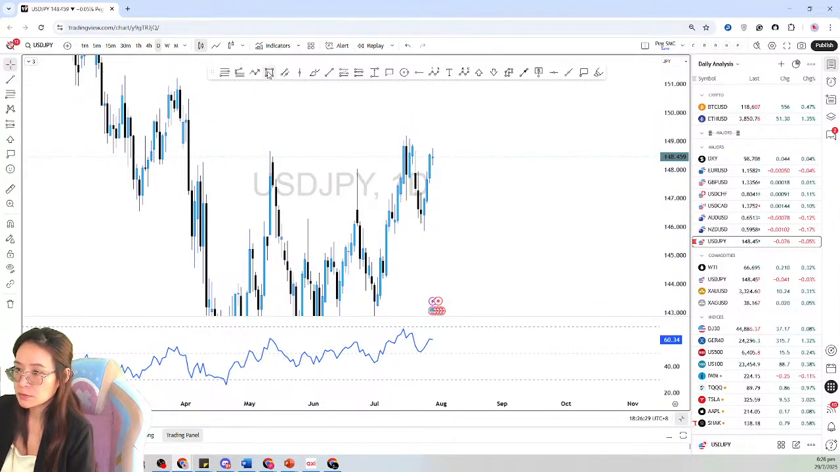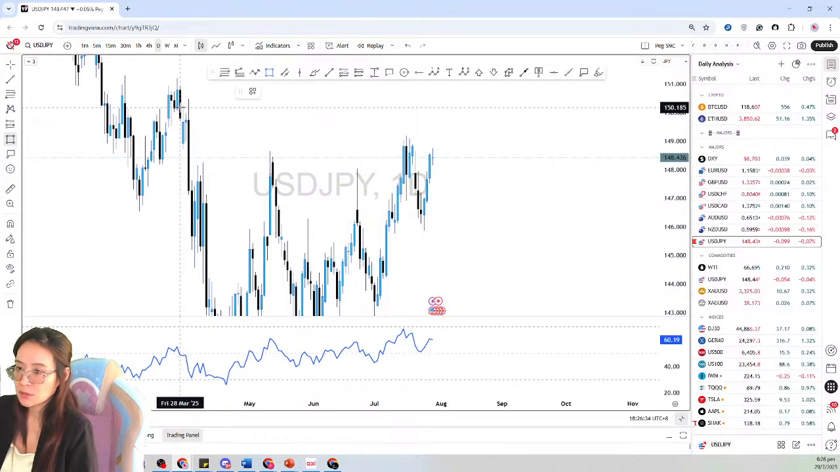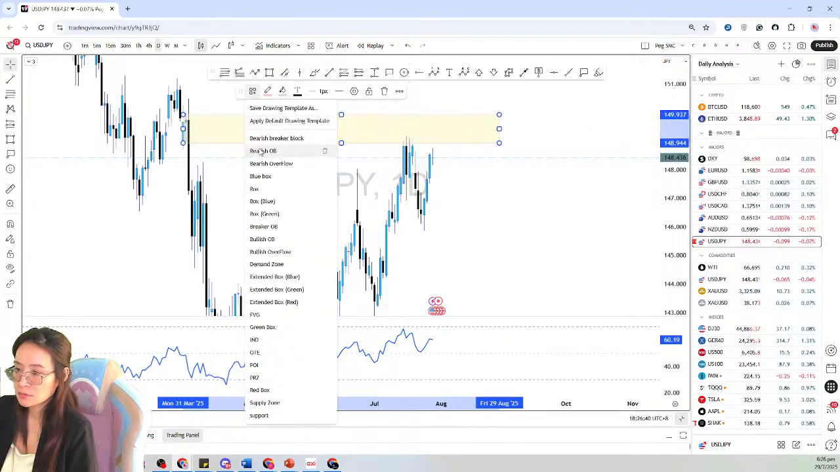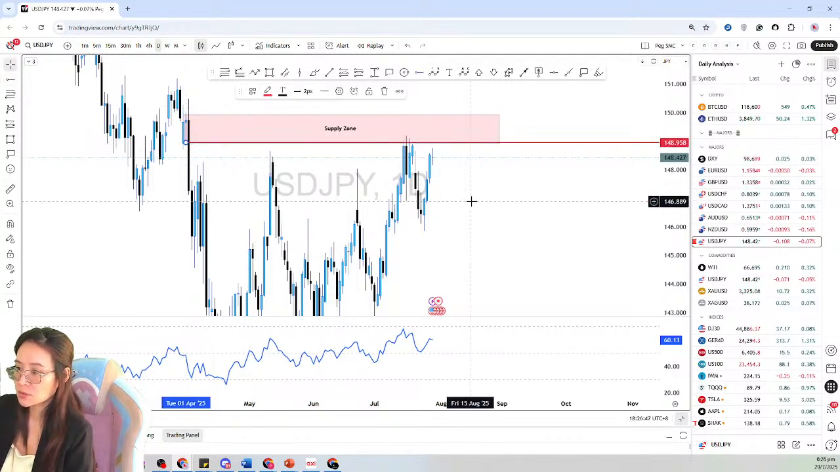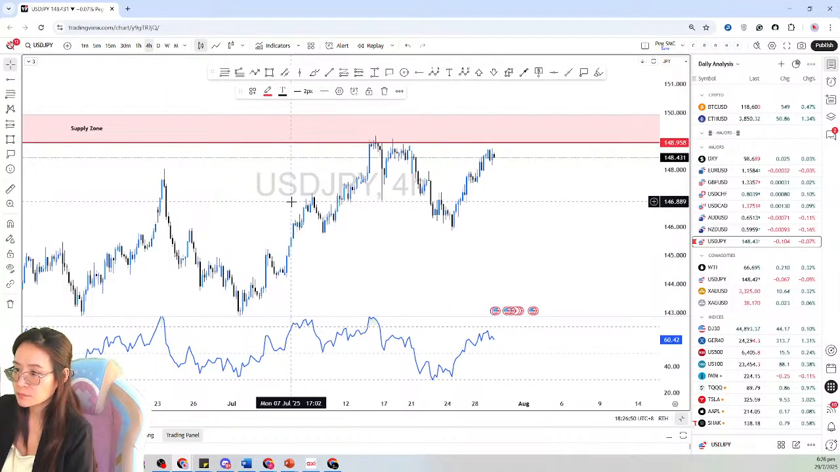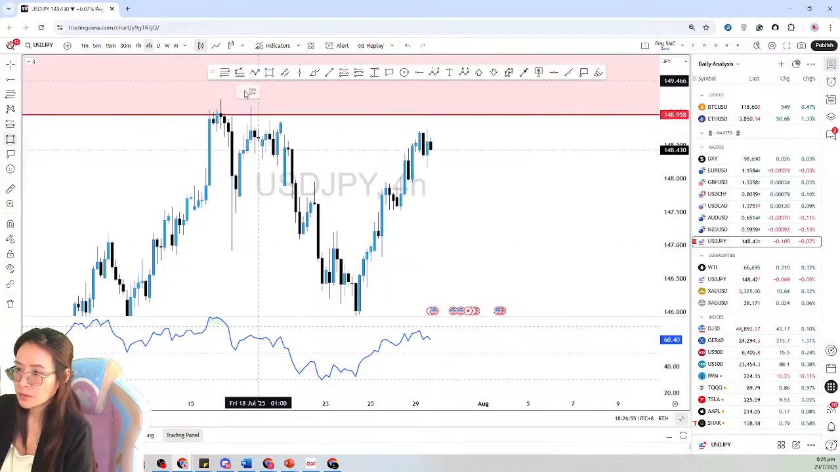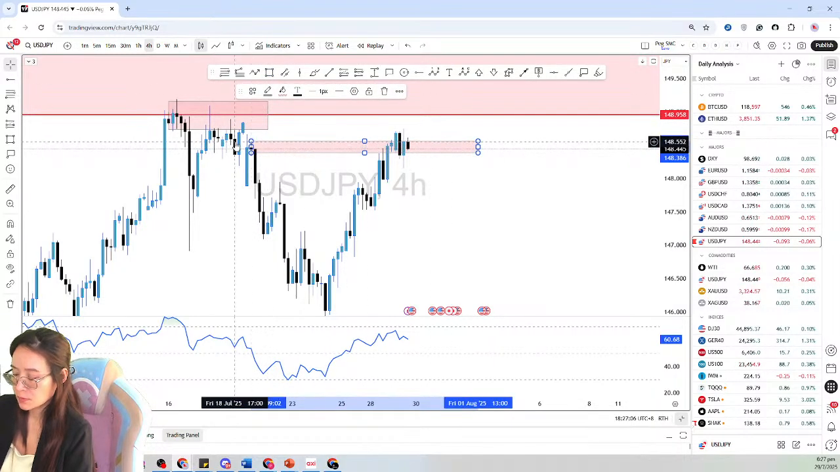I can only see that this is the resistance level. This is like a supply zone. This could be like a resistance level. Price falling. The market zone is smaller. This one is taken. This one is closing the gap. Taken.